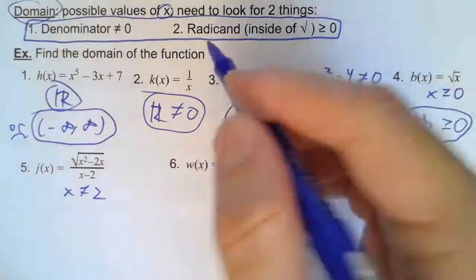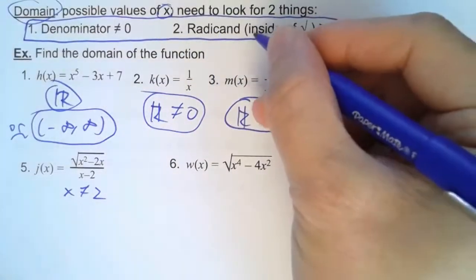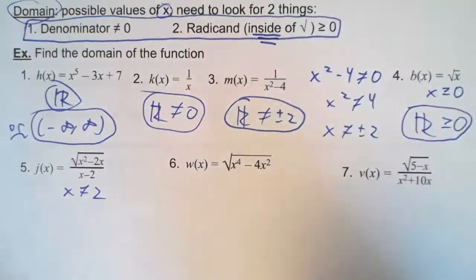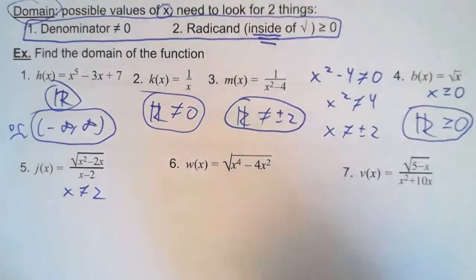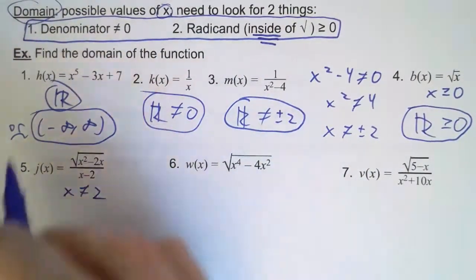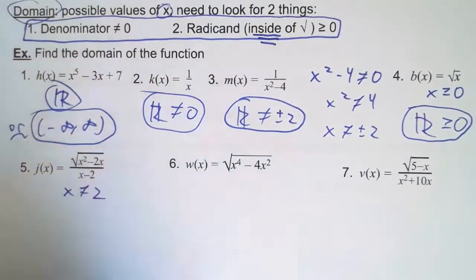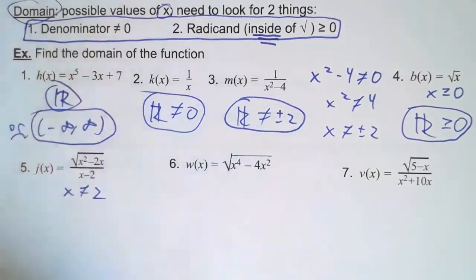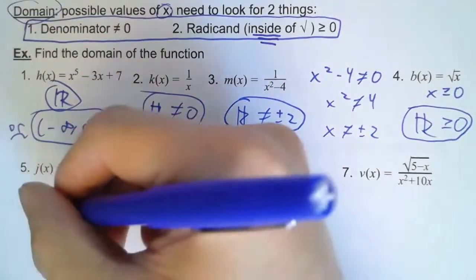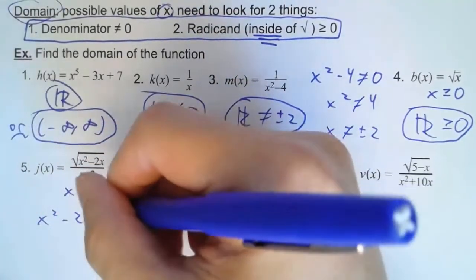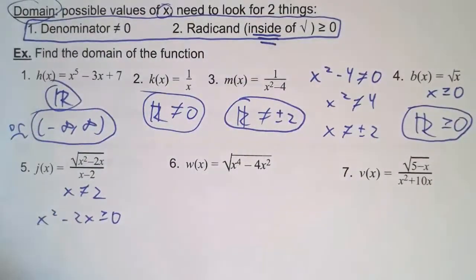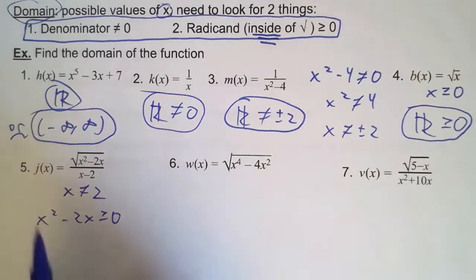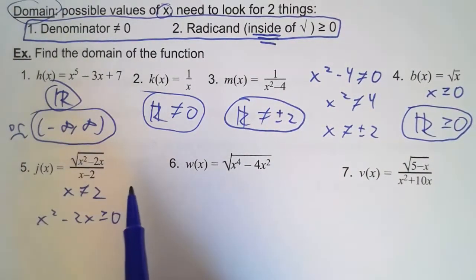Okay. All right. Now it's just the radicand. It's just the inside of the square root that has to be greater than or equal to 0. It's not the whole function. It's not even the square root part, the actual square root. It's just what's inside the square root. It's just the x squared minus 2x that I'm going to write greater than or equal to 0. There's no rule that functions have to be greater than or equal to 0. It's just what's inside the root.